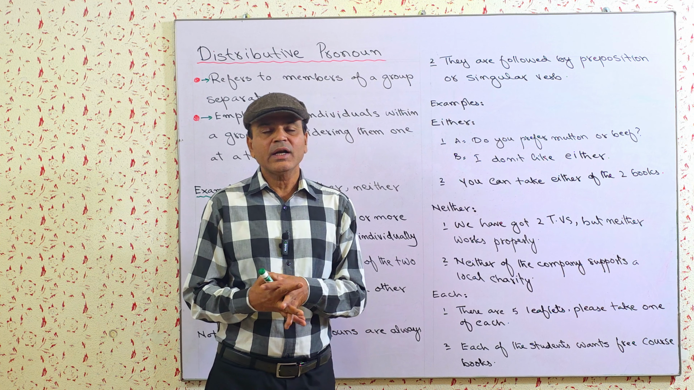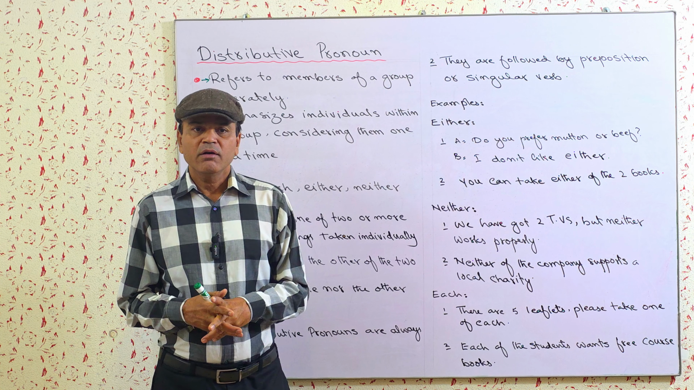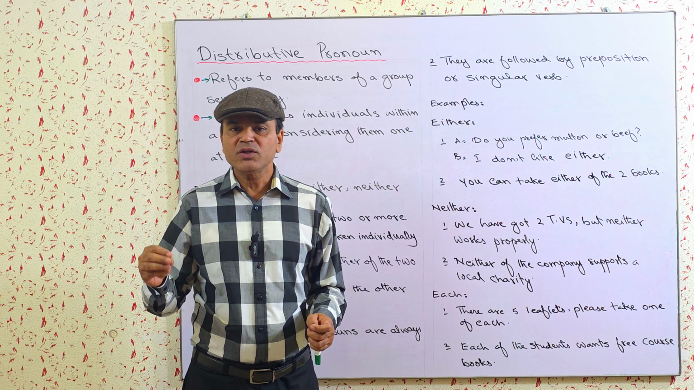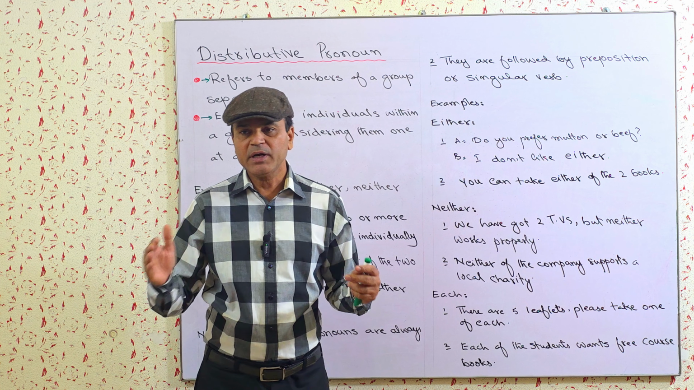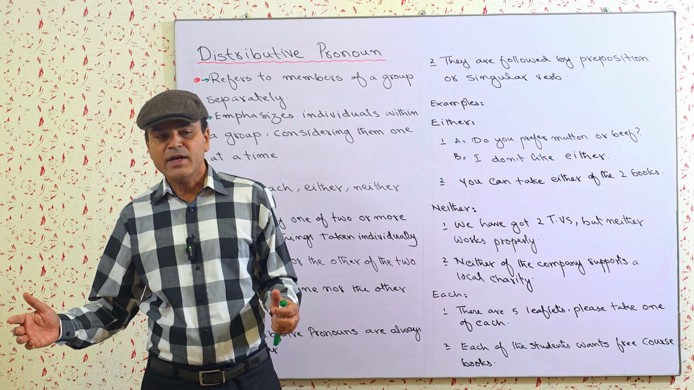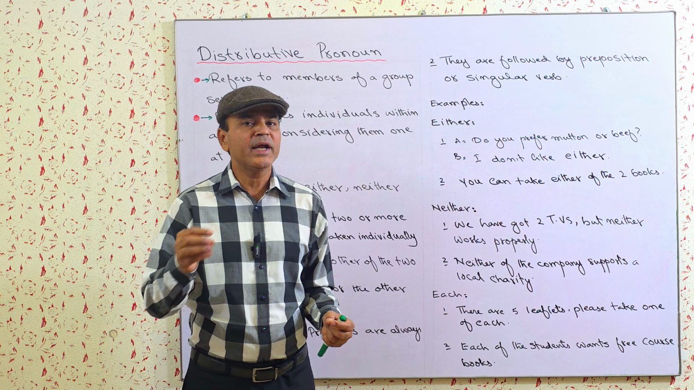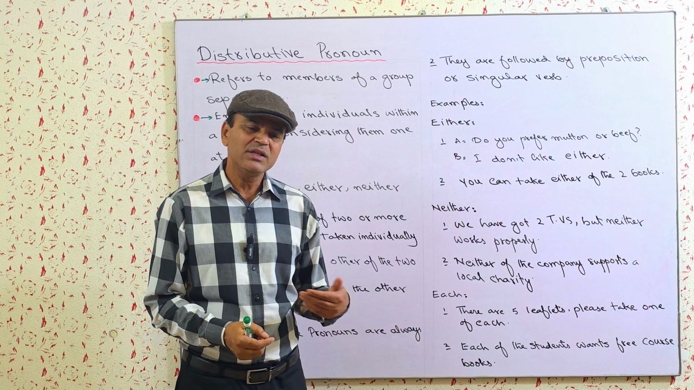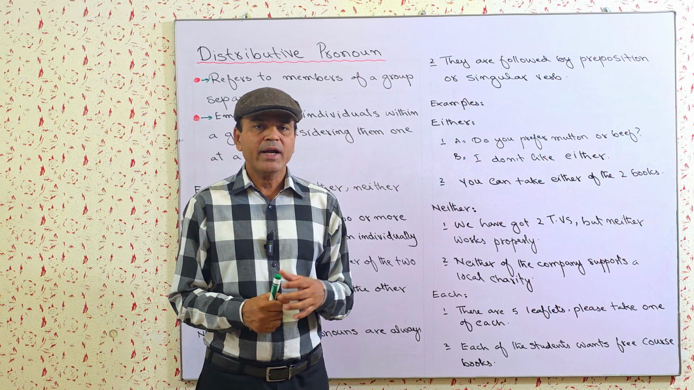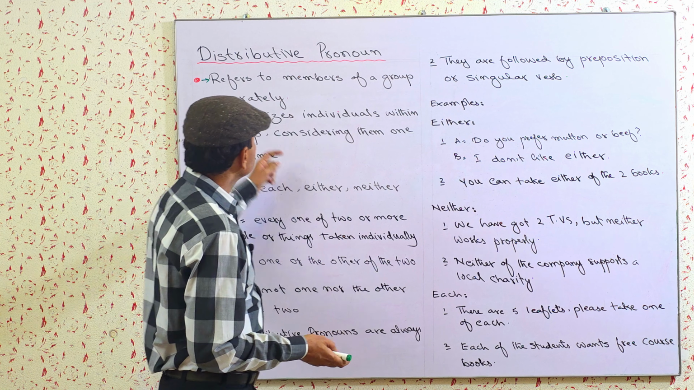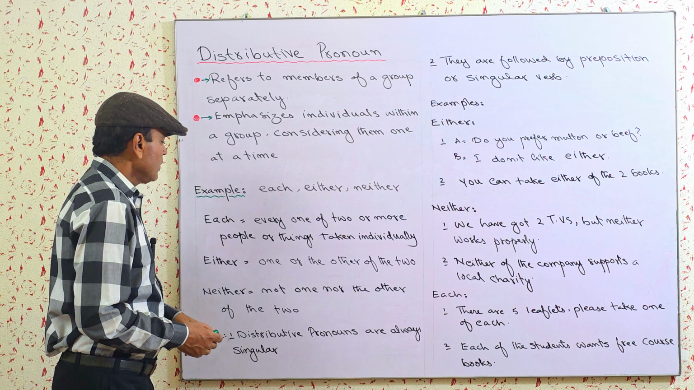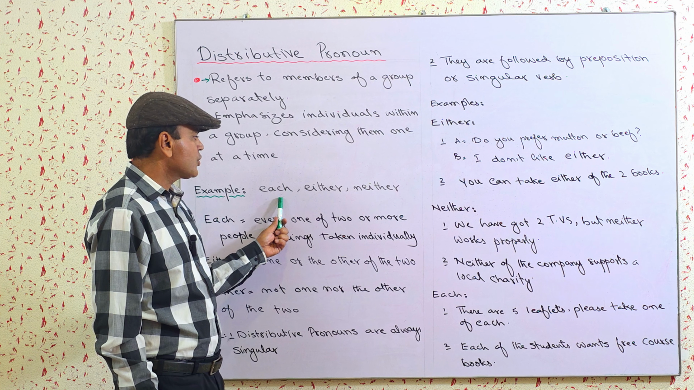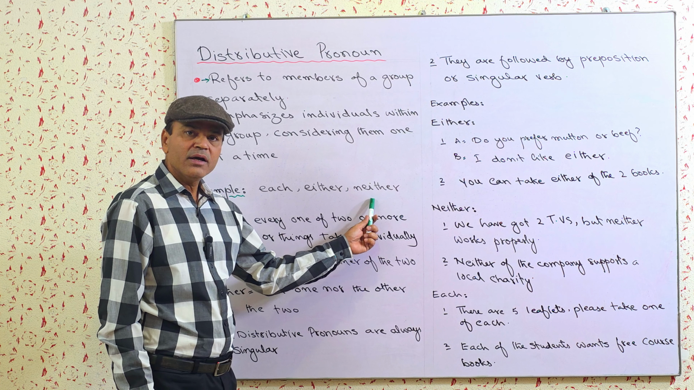But this particular kind of pronoun is used when we have a group of people or things and we want to mention each one of them separately, one by one. Not the whole group, but one at a time. So when this is the sense we want to convey to our listeners or readers, we get help from distributive pronouns. We have three distributive pronouns in English, that is each, either, and neither.